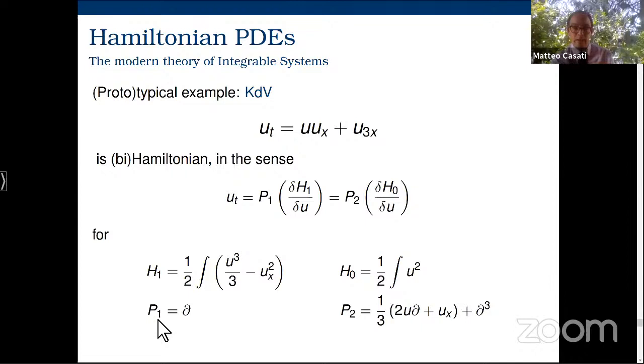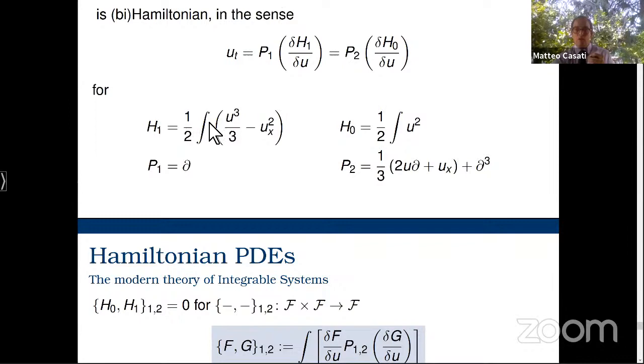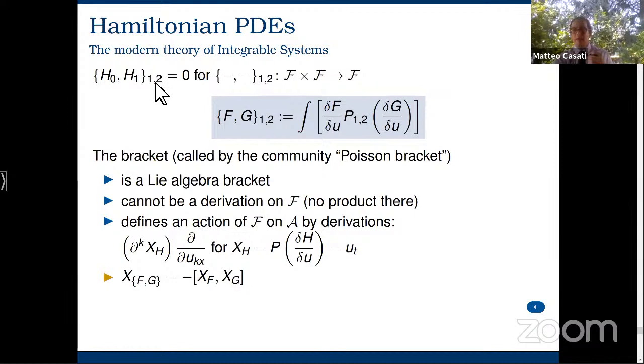The idea is that, of course, Hamiltonian, that's what I wrote before, means that this equation of motion can be written in these two different ways, but the Poisson brackets between these Hamiltonians, according to either or both of the Poisson brackets defined by the operator, by this kind of formula, are in involution.